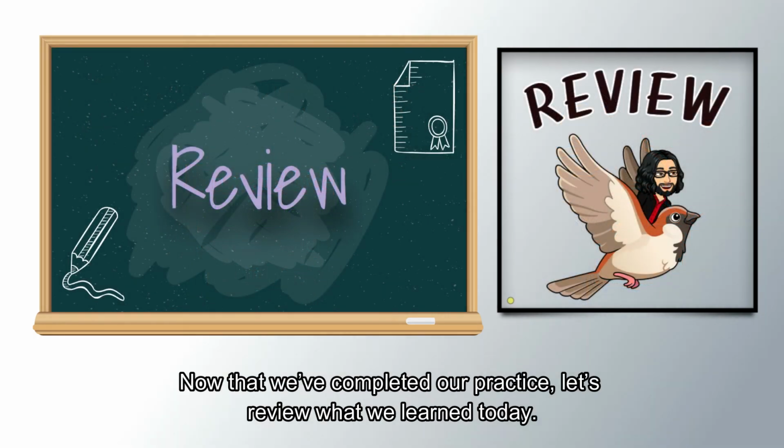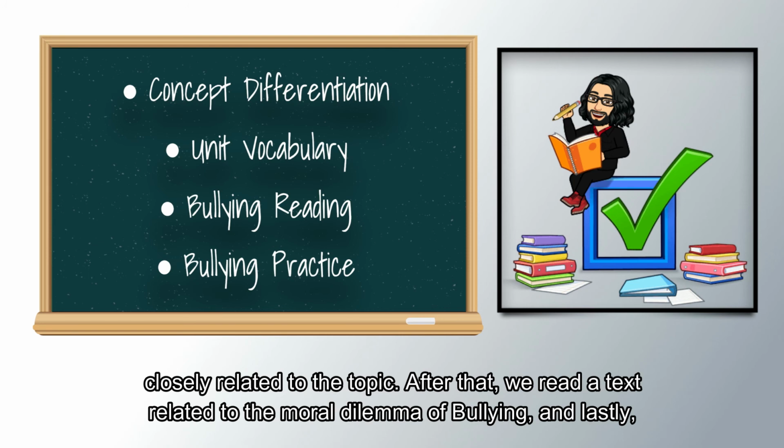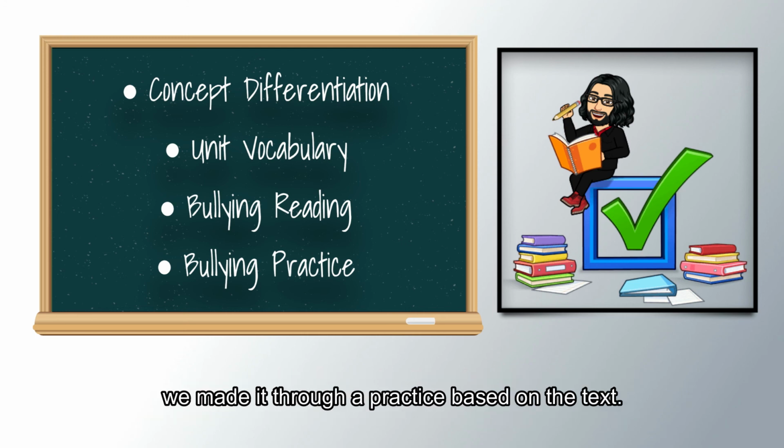Now that we've completed our practice, let's review what we learned today. We went over the differentiation of morals and values. Then, we went over key vocabulary closely related to the topic. After that, we read a text related to the moral dilemma of bullying. And lastly, we made it through a practice based on the text.